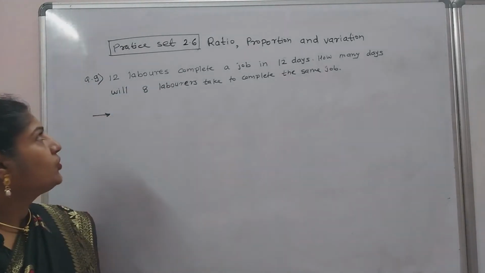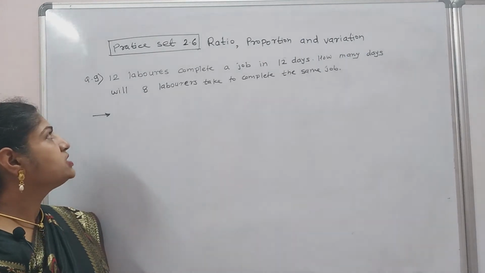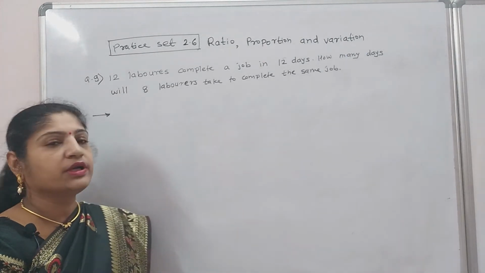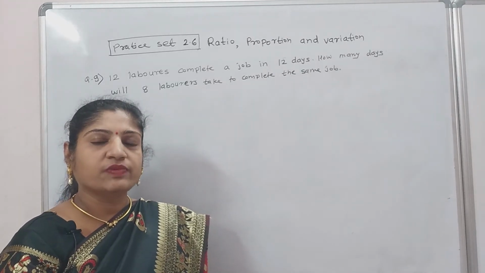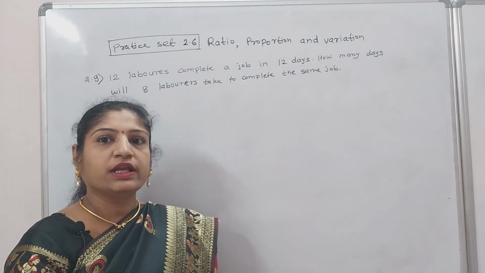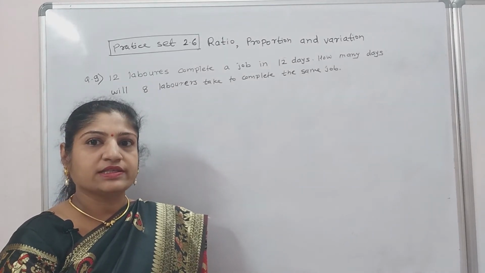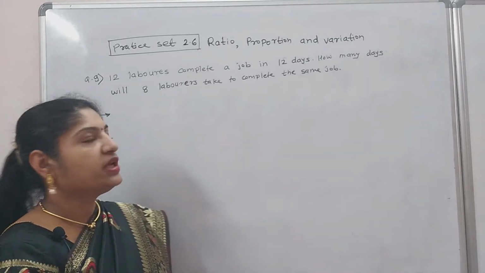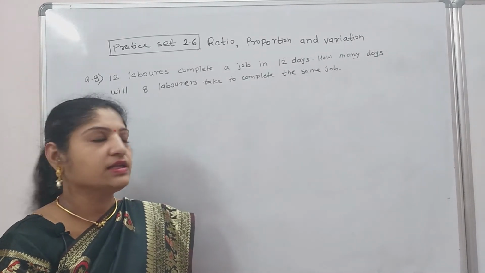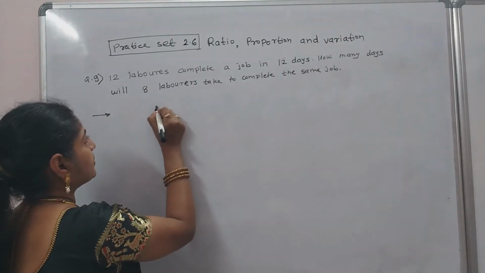Next example, 12 laborers complete a job in 12 days. How many days will 8 laborers take to complete the same job? This is the example of the inverse variation. When the number of workers increases, the days required to complete the job is less. And when the labor is less, the days increase.